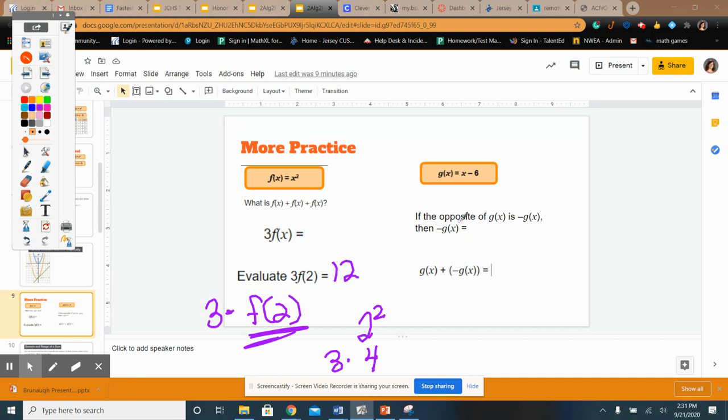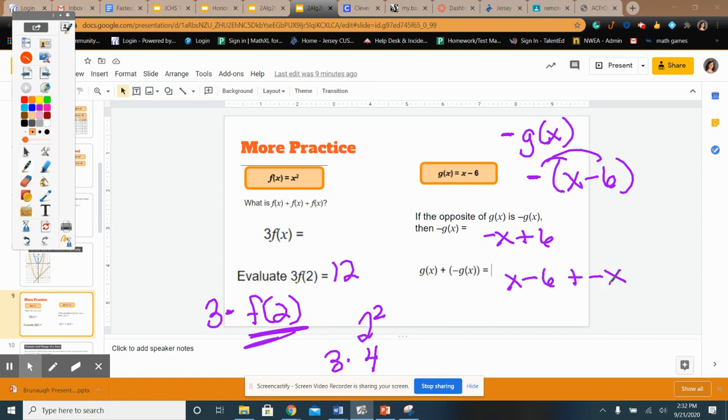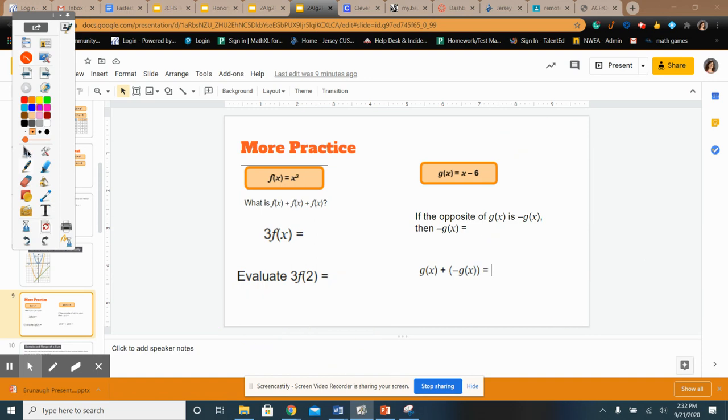Next, it says, if the opposite of g of x is negative g of x, then what would negative g of x be here? Well, negative g of x would be the opposite of the entire function x minus 6. So you would have to distribute. That would be negative x plus 6. And what happens if you take g of x plus negative g of x? Well, if you take x minus 6 plus negative x plus 6, they will undo each other, and you will get 0.